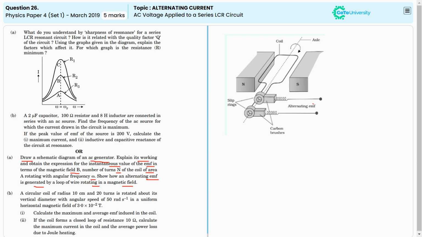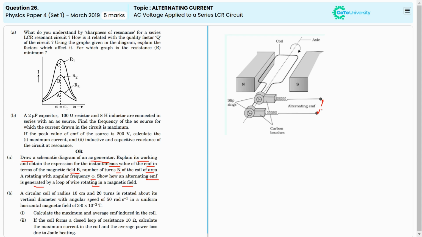Then it is connected to an external device for storage. Then it will store the electrical energy, or if you connect any electronic devices here, they will work according to the power generated.